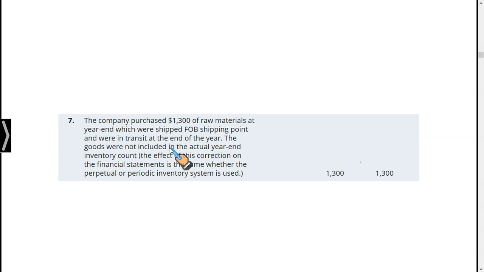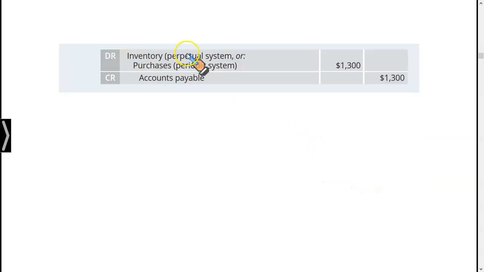So now we should debit our purchases and credit our accounts payable if you are using periodic inventory, because in the periodic inventory system we debit purchases, credit accounts payable. But if you are managing a perpetual system, in that case you debit the inventory account, which is a current asset, and credit accounts payable. Debit inventory in case of perpetual or purchases in case of periodic, and credit accounts payable.